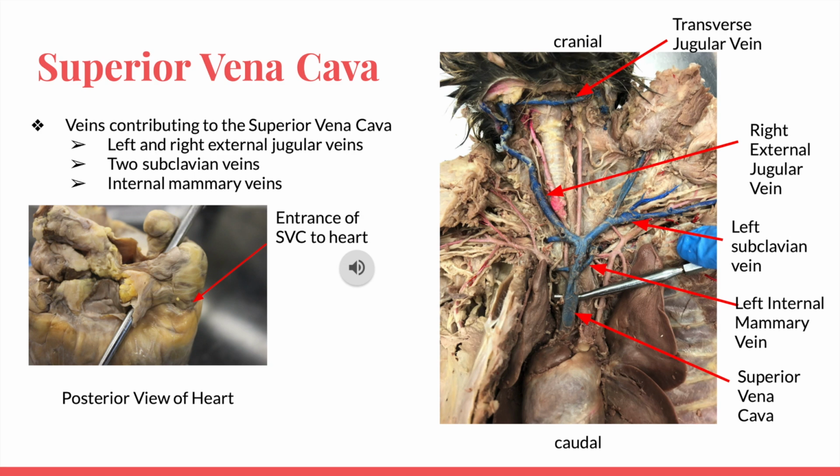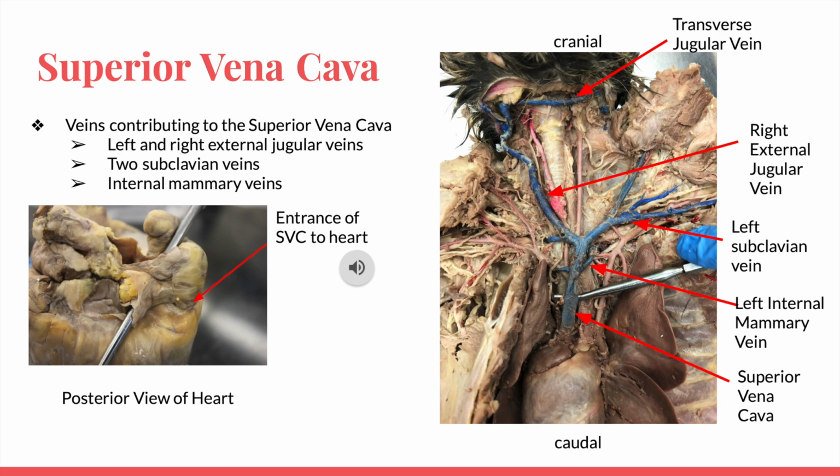Due to this vein being an entrance point back into the heart, there's quite a bit of branching going into this vein. The left and right external jugular veins come together with the two subclavian veins before the superior vena cava sends the blood back into the heart. These veins are contributing to the superior vena cava because it is bringing blood back to the heart from the head, neck, and upper limbs.